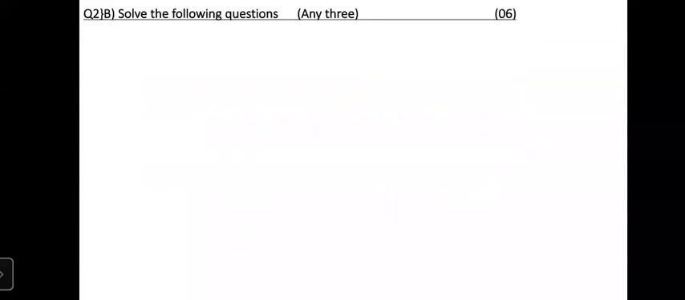Moving on to question number 2b, the other part of question number 2. Okay, solve the following questions. Now in this, you have to attempt any three, which is for 6 marks. Let's begin. See the first question.